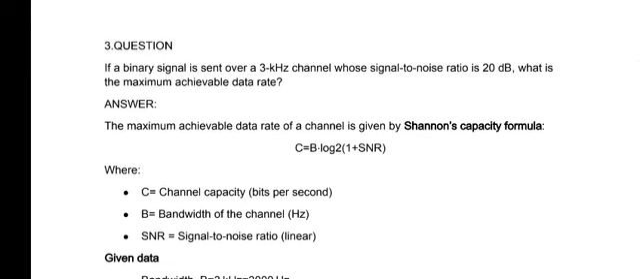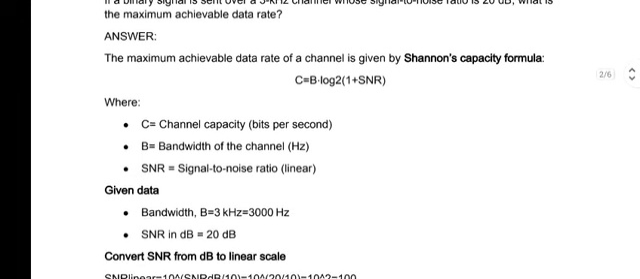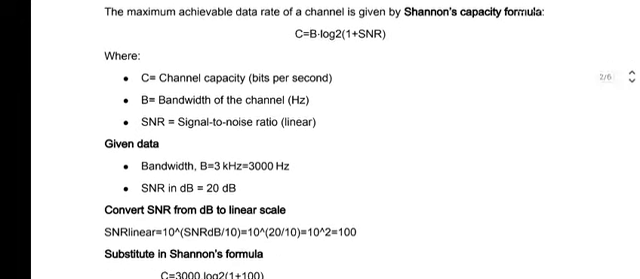Question 3. If a binary signal is sent over a 3 kHz channel whose signal to noise ratio is 20 dB, what is the maximum achievable data rate? The maximum achievable data rate of a channel is given by Shannon's capacity formula, C equals B log of 1 plus SNR to the base 2. Here SNR is the signal to noise ratio.